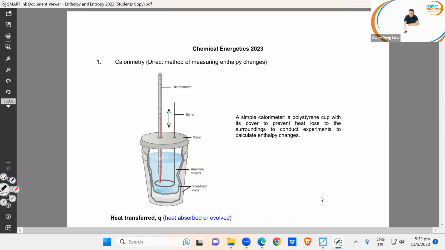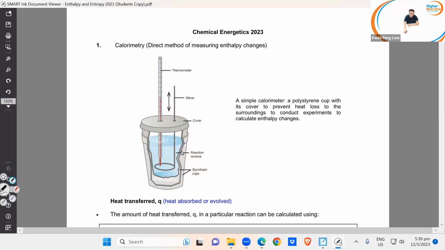Today I'm going to share with you two common calculations that you'll come across in this topic called chemical energetics. The first calculation is from calorimetry. Calorimetry is a direct method of measuring enthalpy change by measuring the initial temperature and the final temperature of the solution itself. To do this calorimetry calculation, there are two formulas I need to know.